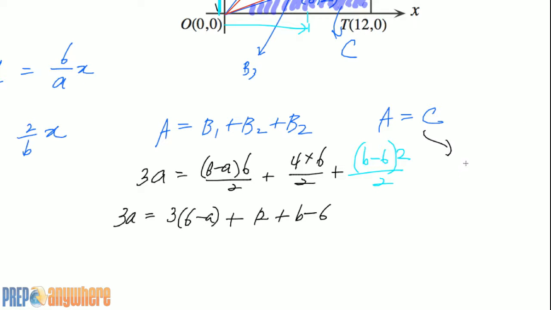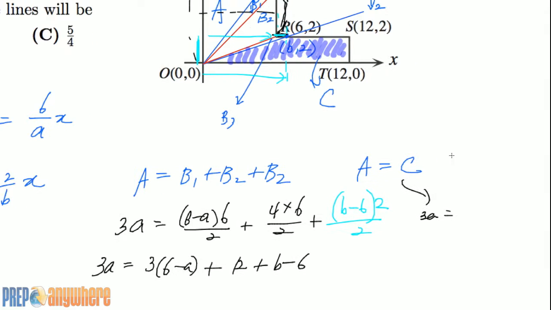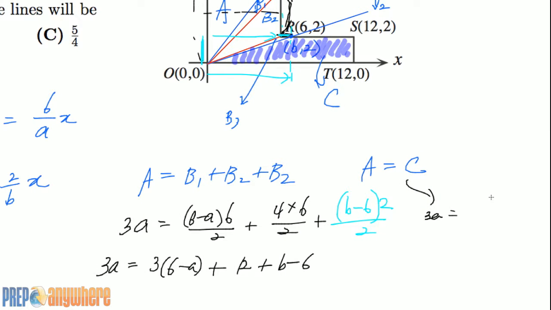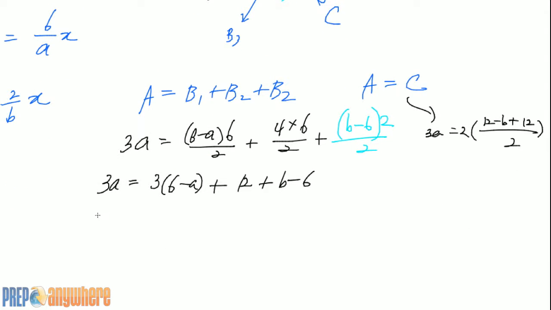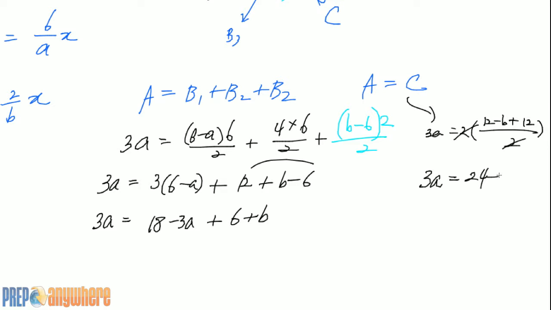So from here we get 3A. C was equal to, as Jeff said, 12 minus B. So 12 minus B plus 12, divided by 2, and the height is 2, right? So that's another condition. So let's simplify this. It's 3A is equal to, this is what? 18 minus 3A. If you combine these two, you get 6 plus B, right? That cancels out. 3A equals 24 minus B, right?